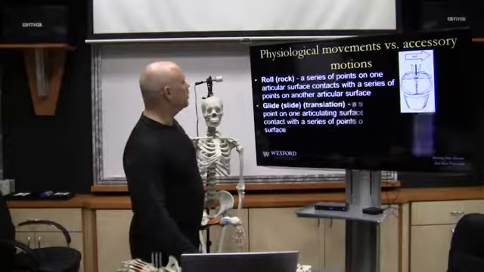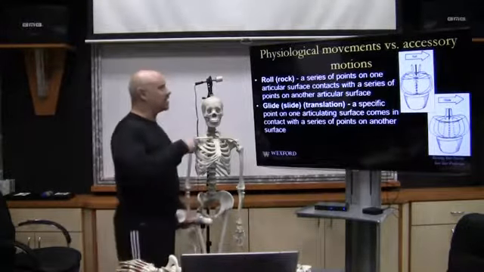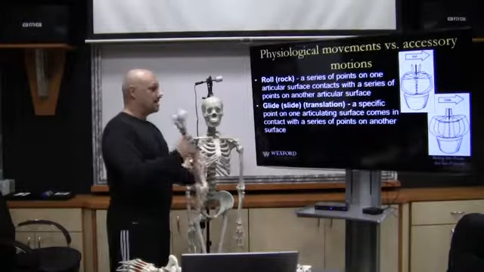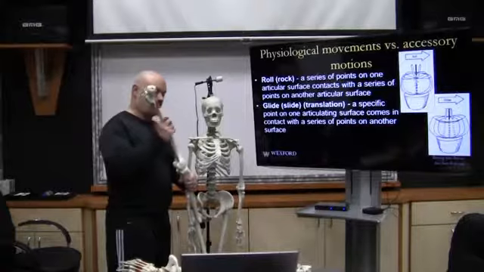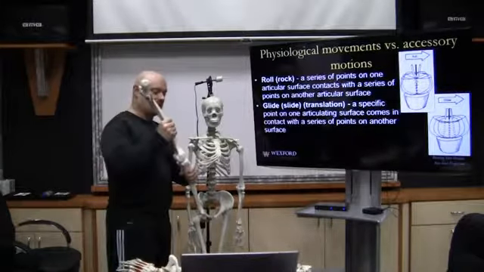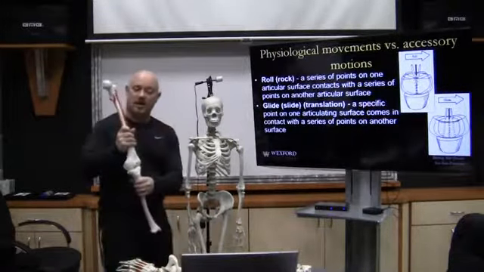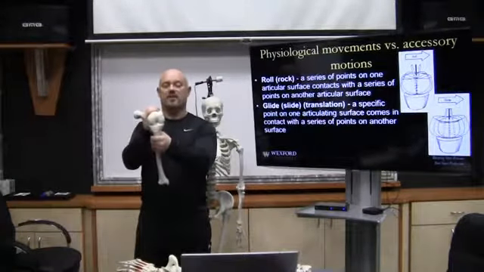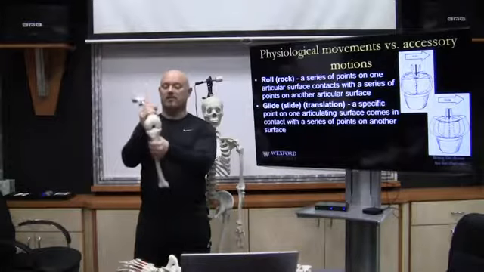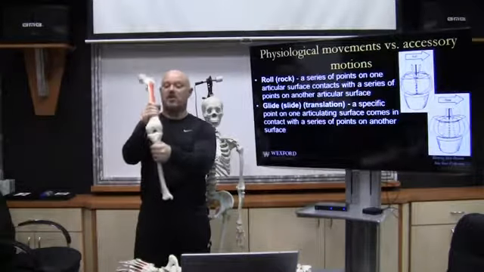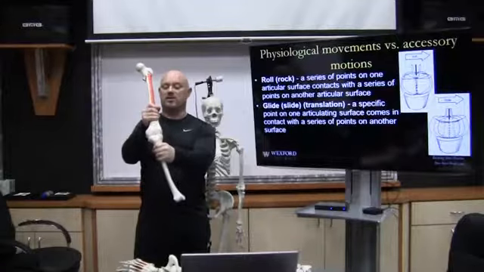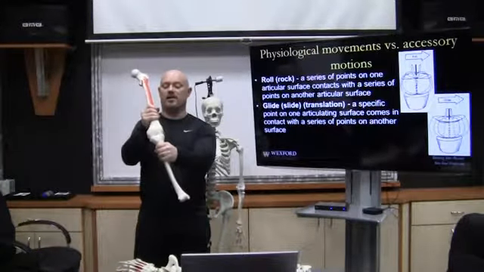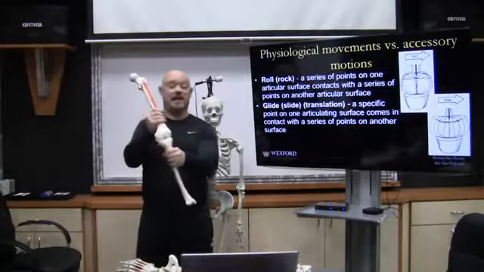Now, a roll or rock is a series of points of one articulating surface contacting a series of points on another articulating surface. So it'll roll back and forth a little bit. It rolls and glides, but it also will rock back and forth a little bit. Remember we talked about that knee joint being in a sagittal plane, but it only does flexion and extension. It's supposed to be a hinge joint, but it could flex and extend, and it'll also roll a little bit and move laterally from side to side as well.